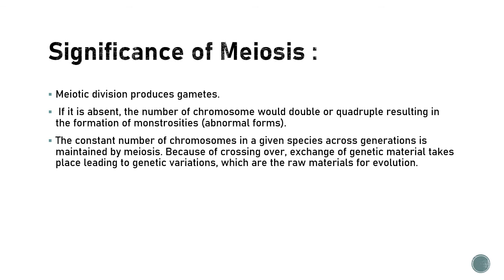The constant number of chromosomes in a given species across generations is maintained by meiosis. So that is another important significance of meiosis. Because of crossing over, exchange of genetic material takes place, leading to genetic variation. Remember, genetic variation is the raw material for evolution, and that is produced due to the exchange of genetic material which takes place in crossing over. So that is the significance of meiosis.